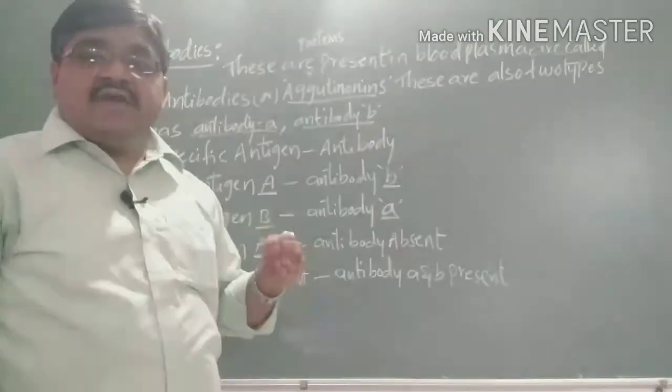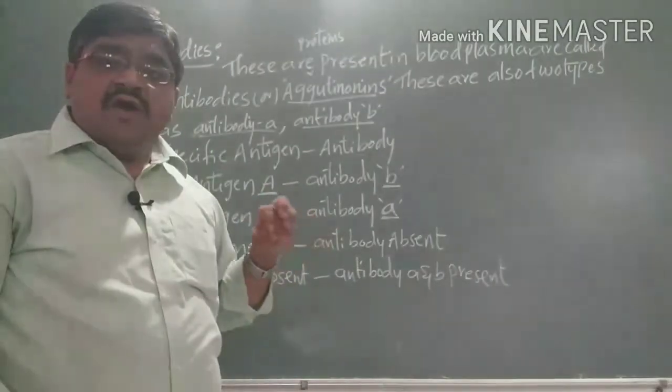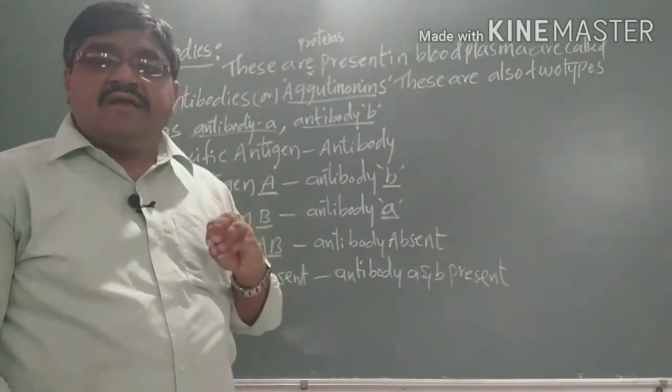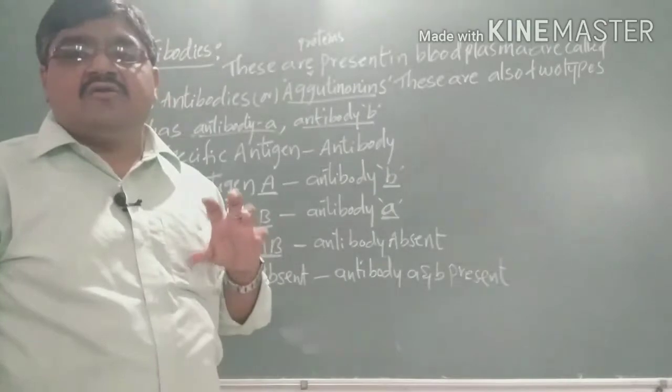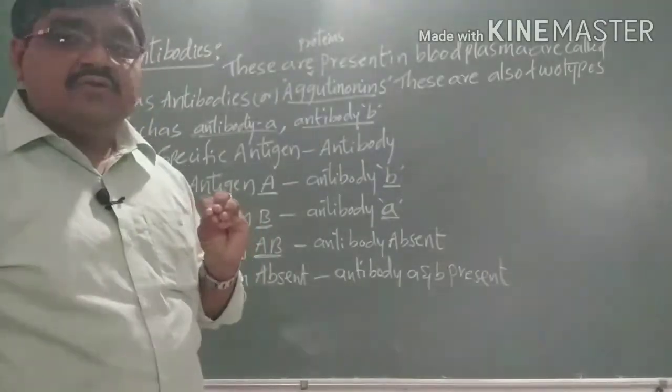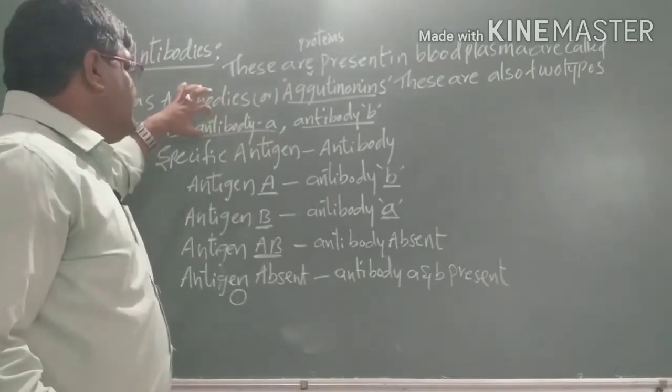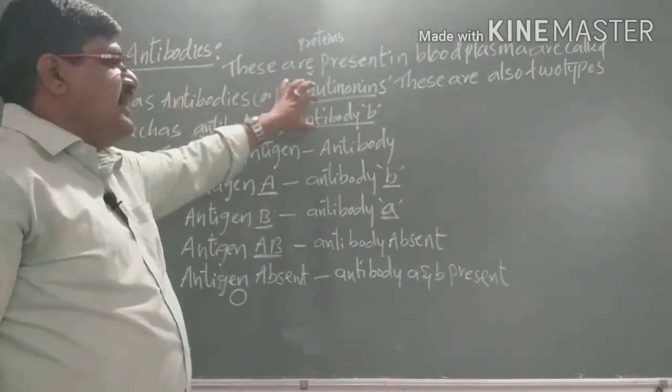And also, antigens are called agglutinogens, but antibodies are called agglutinins. There are two types of antibodies, antibody A and antibody B.